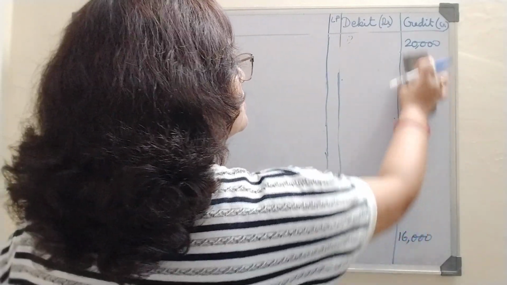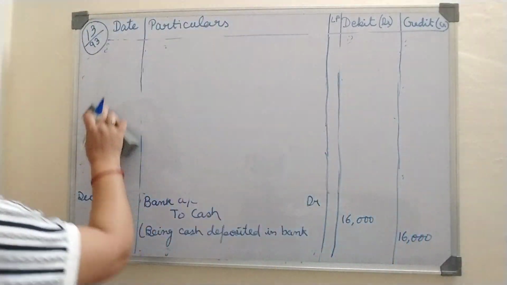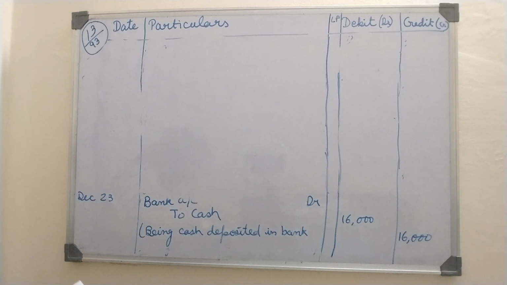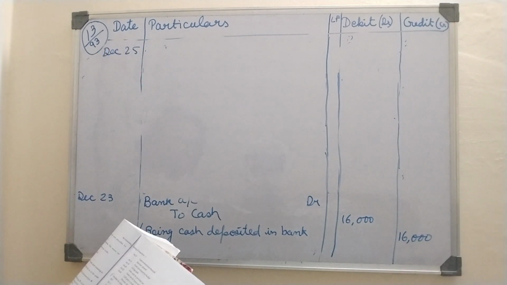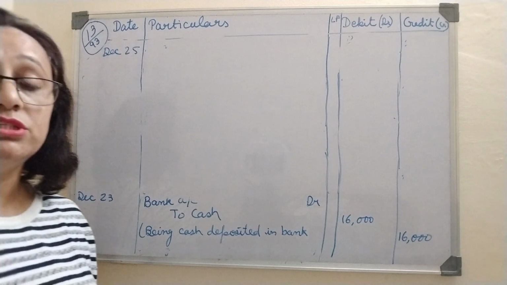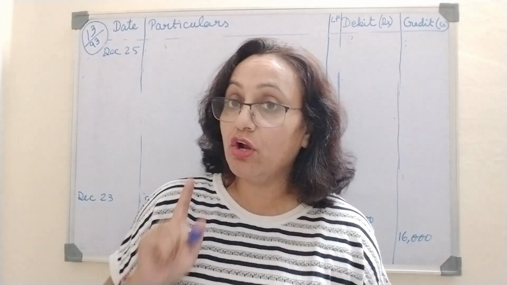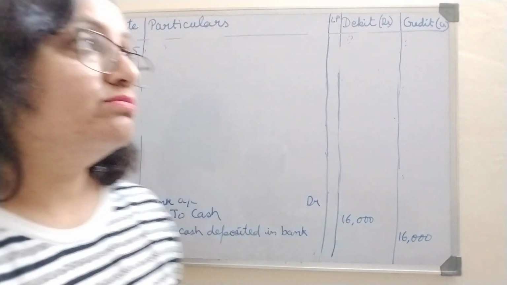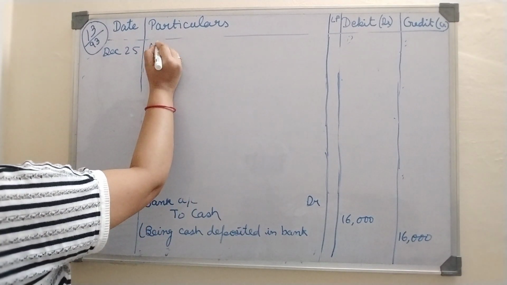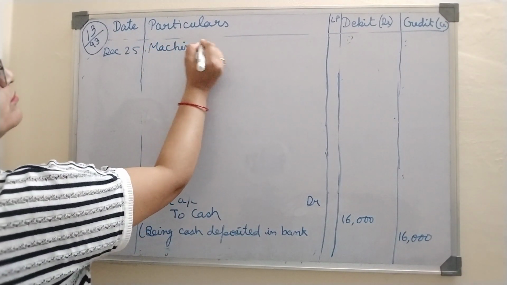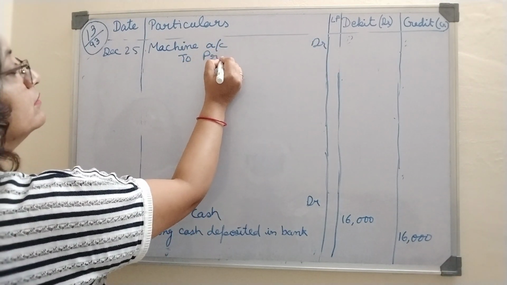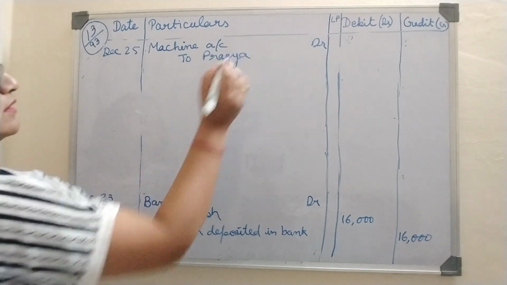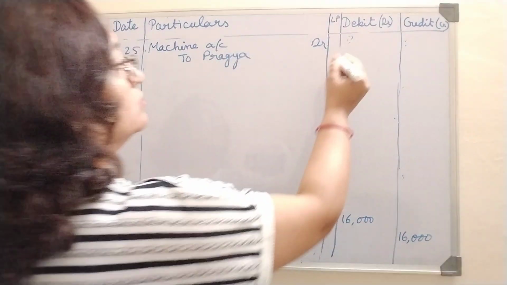Now the next transactions are also rather easy for you. You will be able to understand them easily. I hope till here you are able to understand how we are doing. December 25, the entry is machine purchased from Pragya. It means we have purchased machine on credit. We have not paid cash to Pragya. So machine is our asset, and you know assets are always debited. Machine account debit. Who is the giver? Pragya. So it is 10,000.